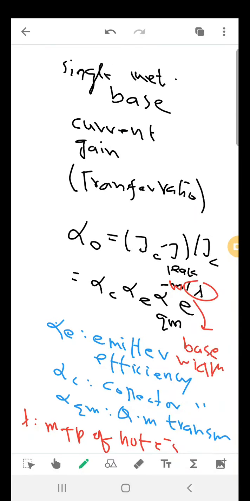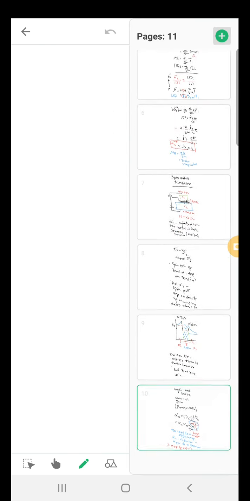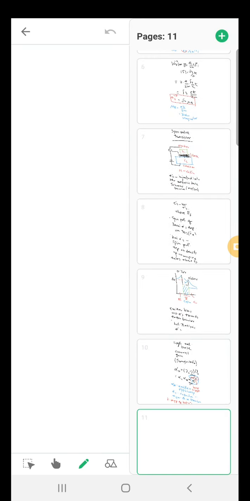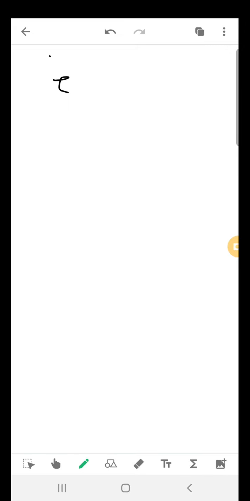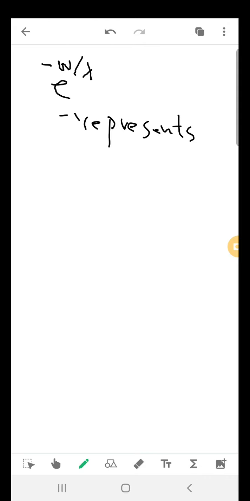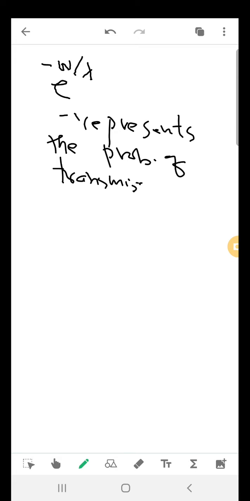Now this factor, e to the power minus W by lambda, represents the probability of transmission of the hot electrons through the base.